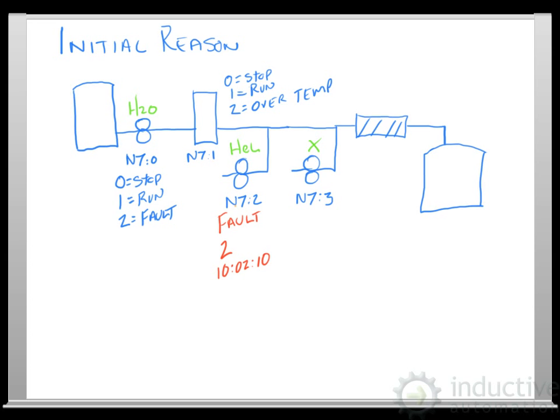So this may be stopped at 10:02 and 11 seconds. And this the same thing, 10:02 and 11 seconds. So we blame the line downtime in this example with the first or initial machine or cell that went down. So our line downtime is going to be blamed on the HCl, and it will be drive fault, something like that.